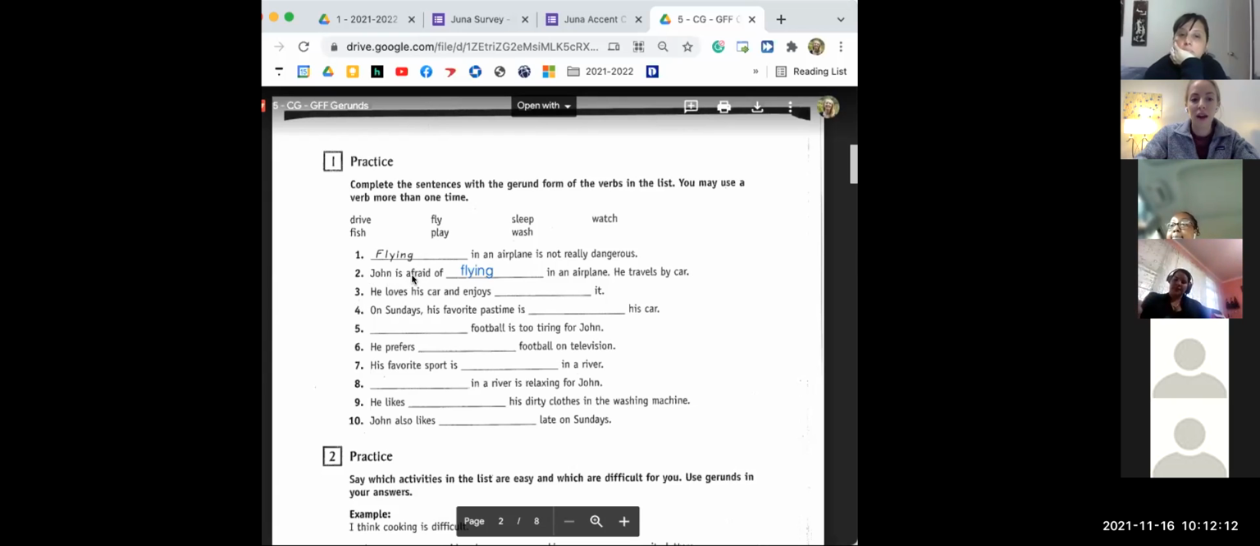John is afraid. Afraid is an adjective to describe John. And then of flying is this prepositional phrase with a gerund that gives us more information about afraid. So this sentence, John is afraid of flying, does not have an object. There's no noun there.